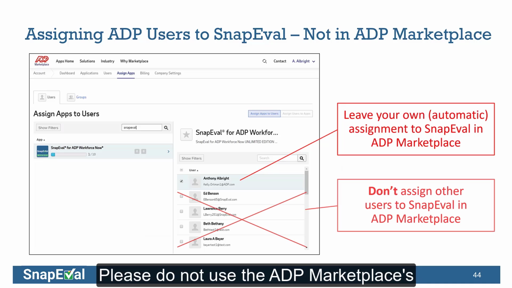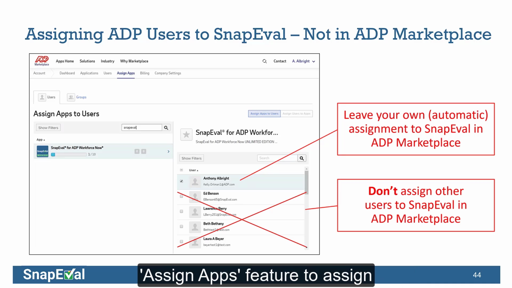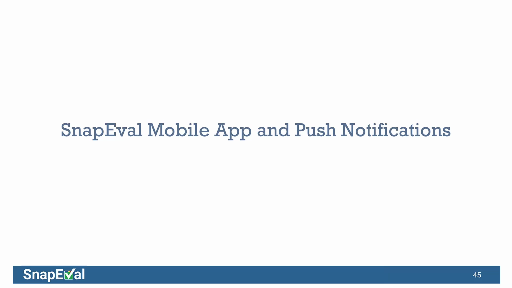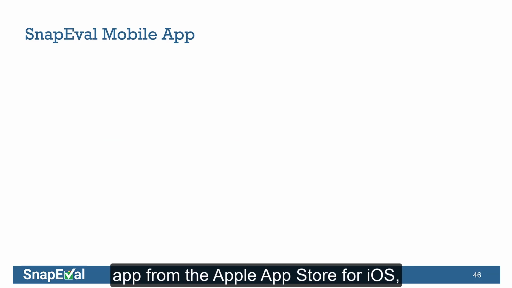Please do not use the ADP Marketplace's Assign Apps feature to assign users to the SnapEval application. SnapEval includes a free mobile app for iOS and Android devices. You can download the SnapEval mobile app from the Apple App Store for iOS and from Google Play for Android.